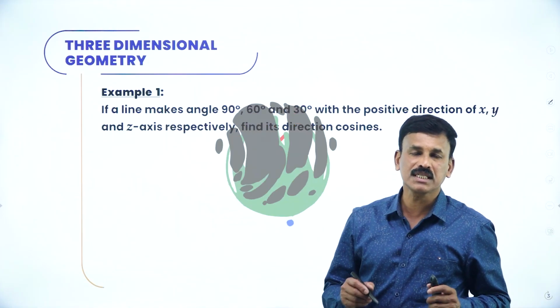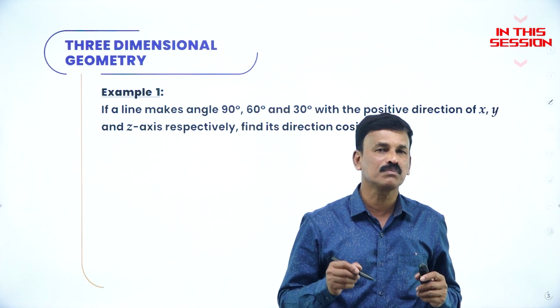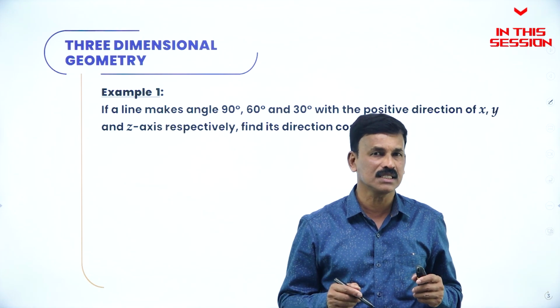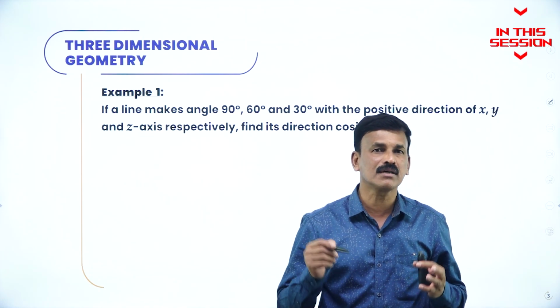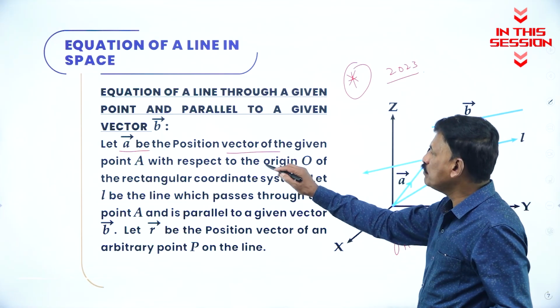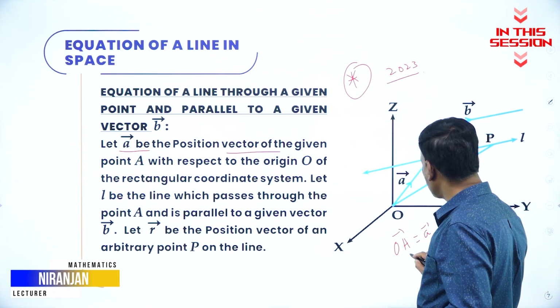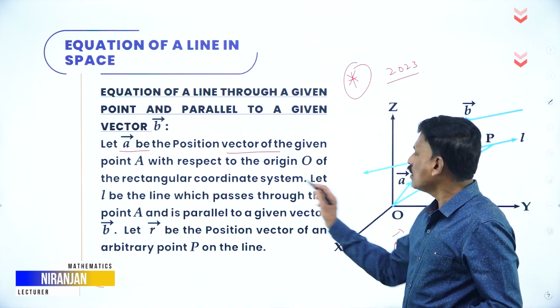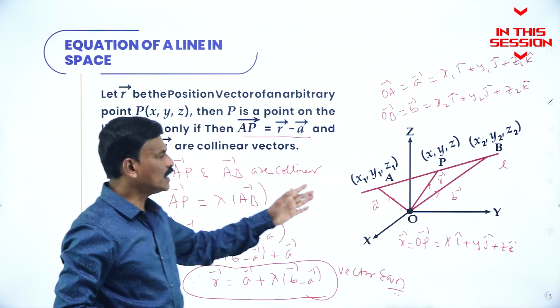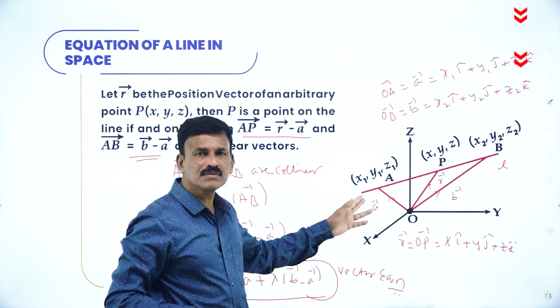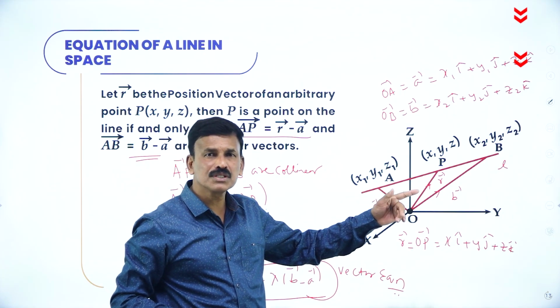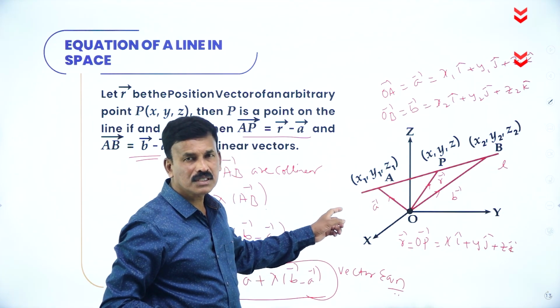Suppose a line makes angles alpha, beta, gamma with the positive direction of the x-axis, y-axis and z-axis, then L, M, N are called the direction cosines. Let vector A be the position vector of a given point A with respect to the origin. Therefore, vector OA is equal to vector A in the rectangular coordinate system. Let a line L pass through two points A (x1, y1, z1) and B (x2, y2, z2) whose position vectors are vector A and vector B.